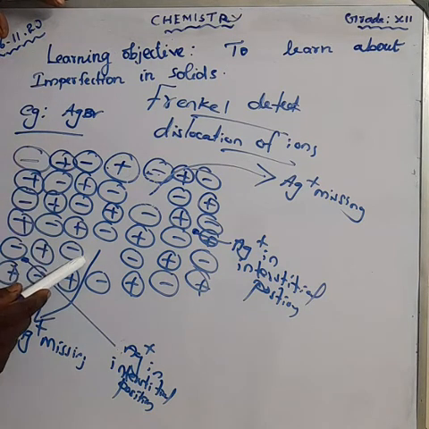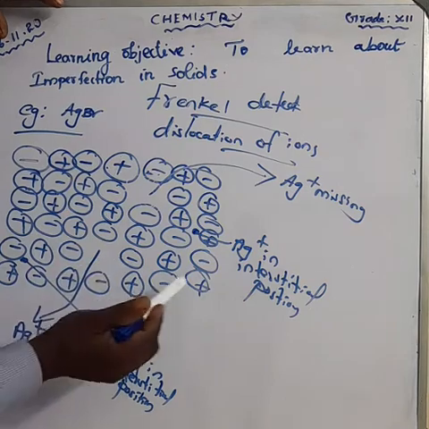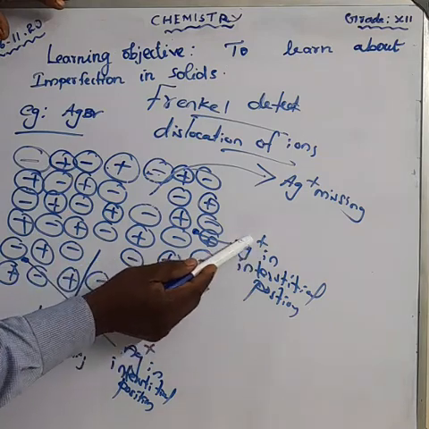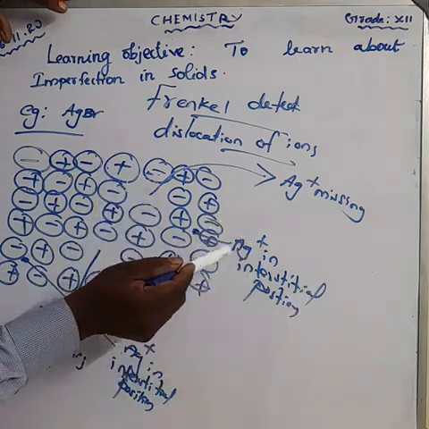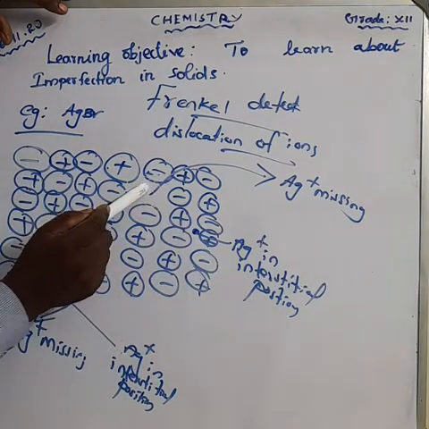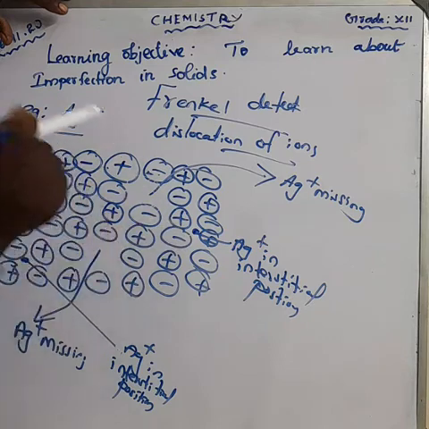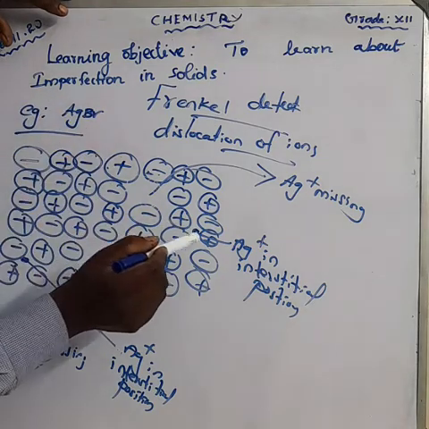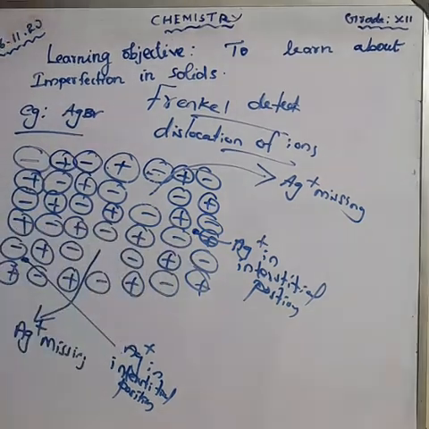In AgBr, the small Ag plus ions leave their normal site. This is the normal site. It leaves from the normal site and occupies an interstitial position.